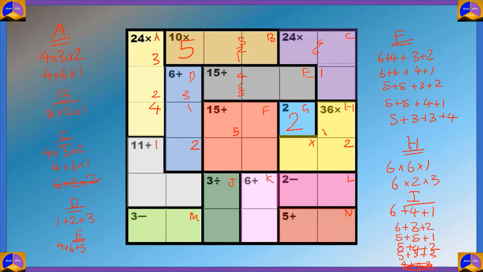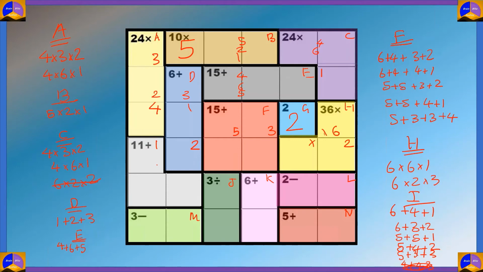Now, let's select the options in cage F, which has 5. These are 5 plus 5 plus 3 plus 2, 5 plus 5 plus 4 plus 1, and 5 plus 3 plus 3 plus 4. Now, there is no 6 in any of the options with 5. So, the 6 would go over here and 3 would come over here. Now, the options with 5 and 3 are 5 plus 5 plus 3 plus 2 and 5 plus 3 plus 3 plus 4. In either case, 5 or 3 would be repeated.